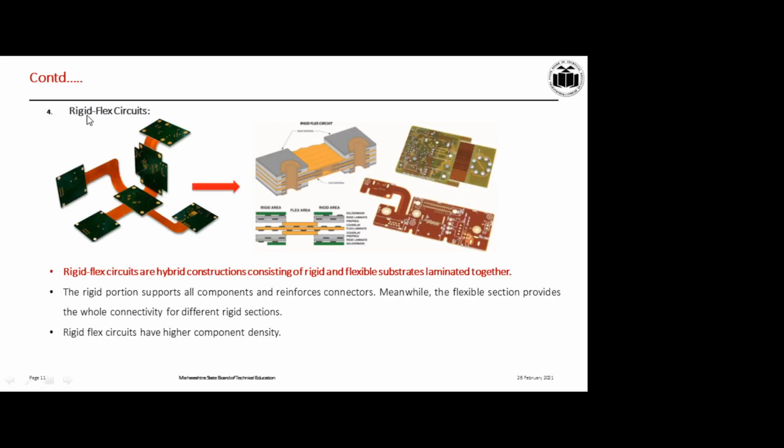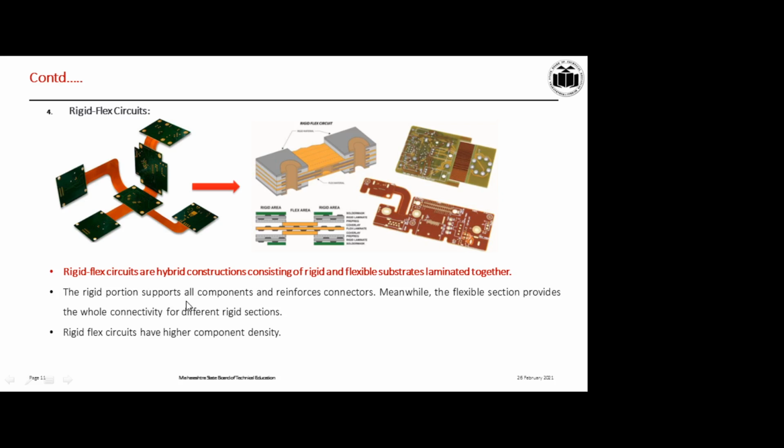Now the fourth one is the rigid flex circuit. In this rigid flex circuit, you can find that there are some fixed parts, which are the rigid parts, and there are flexible parts. That's why it is a combination of rigid and flex circuit. It is called a hybrid construction consisting of rigid and flexible substrates laminated together.